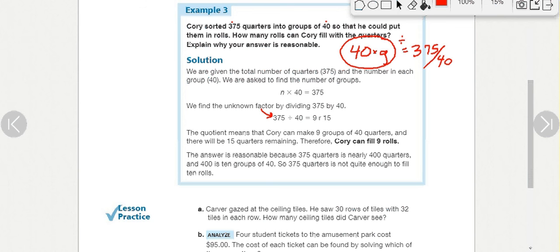375 divided by the known factor, 40, is 9 with a remainder of 15. The quotient means that Corey can make 9 groups of 40 quarters. There would be 15 quarters left. Is it reasonable to answer 9 rolls, or do I need to say 10? We say 9 because we want how many complete rolls, even if there are some remaining. So you'll have a little more than 9 rolls. Okay? Hopefully that's making decent sense.